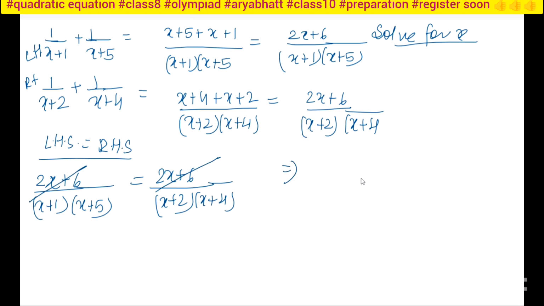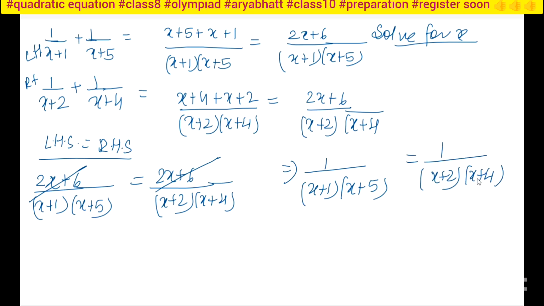So what I will get? I will get 1 upon (x plus 1)(x plus 5) equal to 1 upon (x plus 2)(x plus 4), right? We will get like this way. So when I get like this, can I do cross multiplication? So cross multiplication करने पर क्या आ गया? (x plus 2)(x plus 4) is equal to (x plus 1)(x plus 5), right?